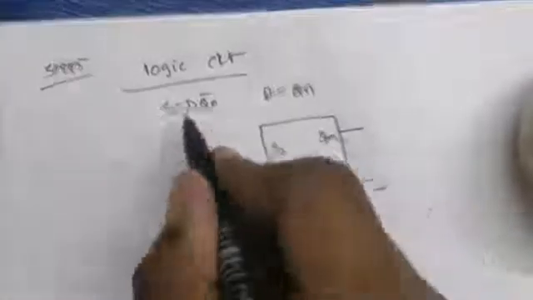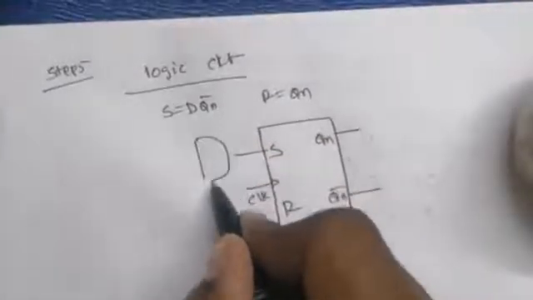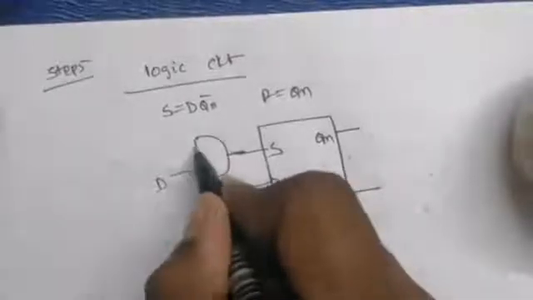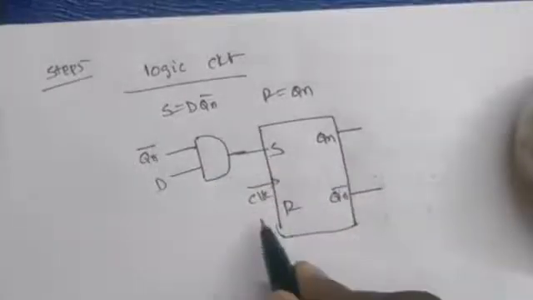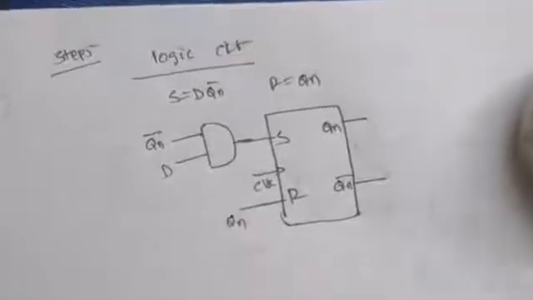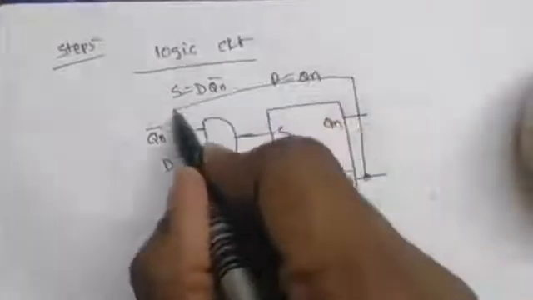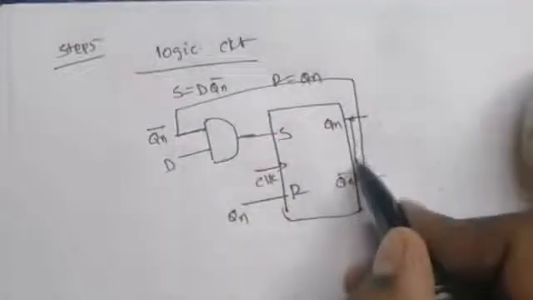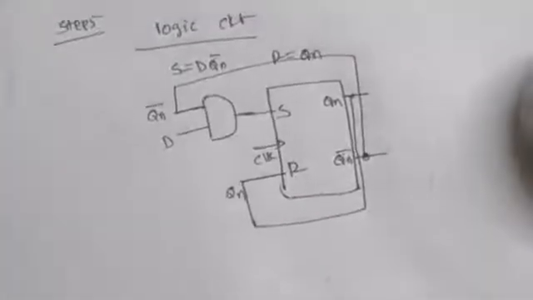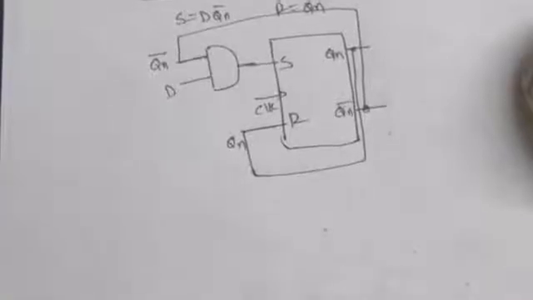Now in the S place, the logic will be D dot Qn bar. So this is one AND gate. One input is D, another input is Qn bar. In the R case, it will be connected to Qn. You can leave it like this, or otherwise you can take Qn from the flip flop output. This is the answer for SR flip-flop to D flip-flop conversion.